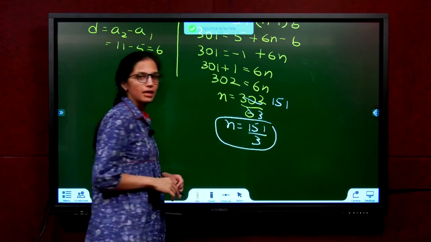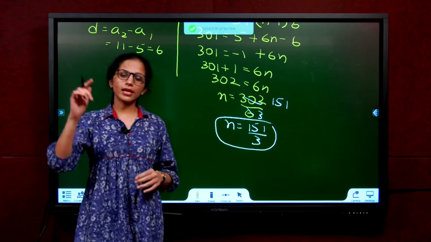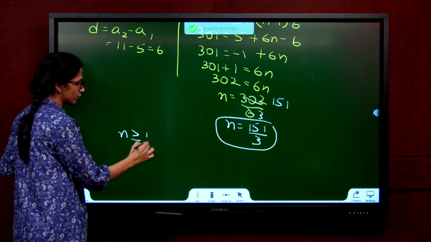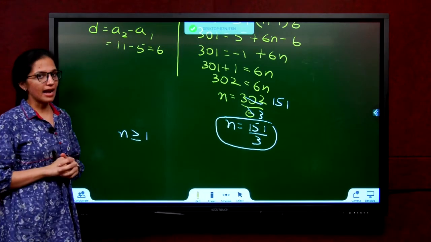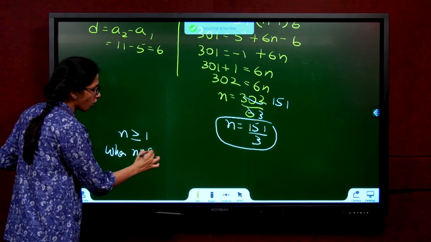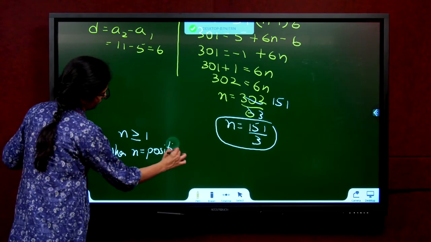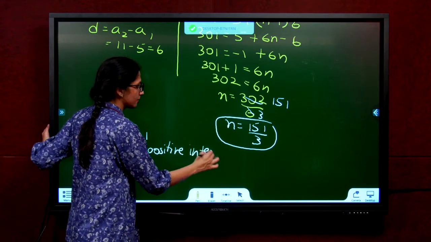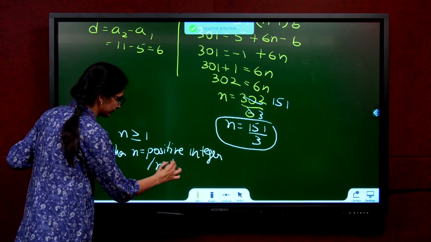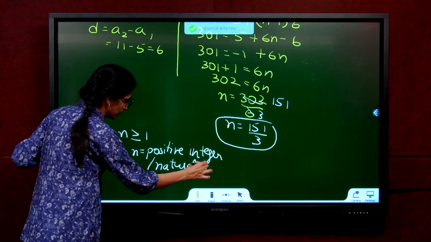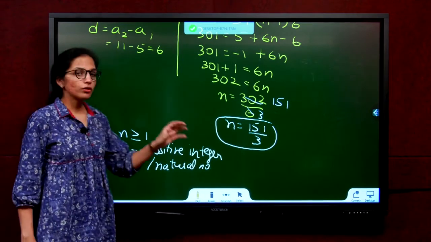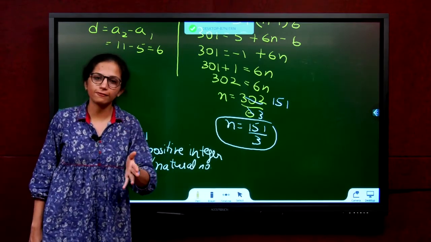Is this possible? Listen carefully. When I wrote that formula for n, I wrote n is greater than or equal to 1. Please go back and add a statement there where n is a positive integer. That means you can say positive integer or you can even say natural number. So what does the statement mean? You cannot have a half.